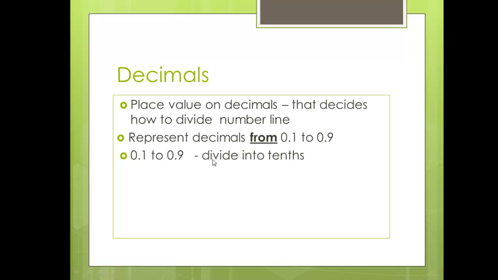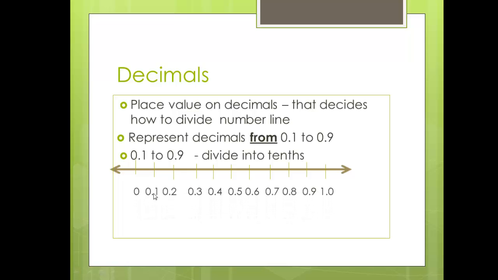1/10 to 9/10 are divided into tenths because of place value, tenths. So I'm drawing my number line, dividing it into tenths, and now I'm labeling my tick marks: 0, 1/10, 2/10, 3/10, all the way up to 1 whole. Now let's mark them.